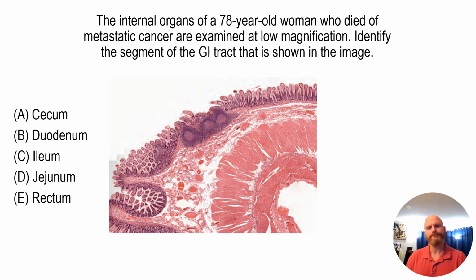Our last question has us looking at a segment of the GI tract of a recently deceased woman, and we're asked to identify the portion of the GI tract that we see based on the histology. Jumping out at us right away are these large aggregates of nodular lymphatic tissue that we see right in the middle. These are known as Peyer's patches.